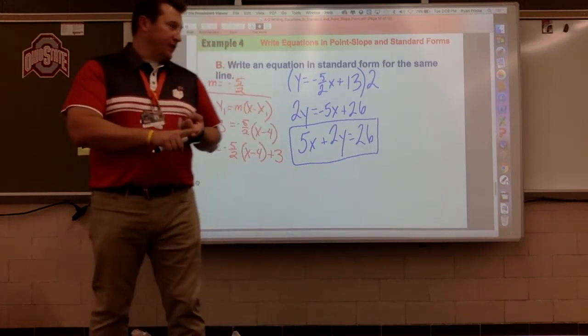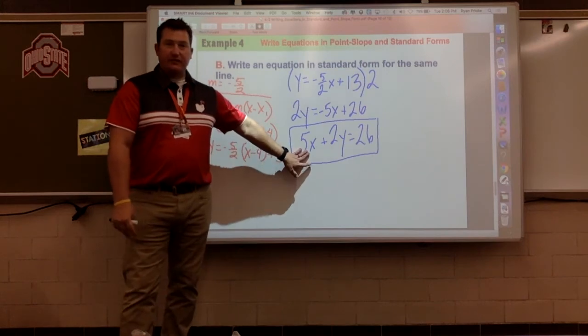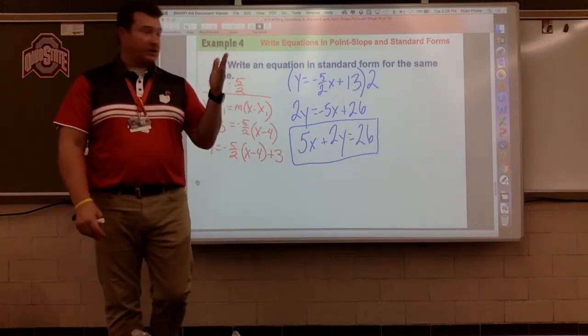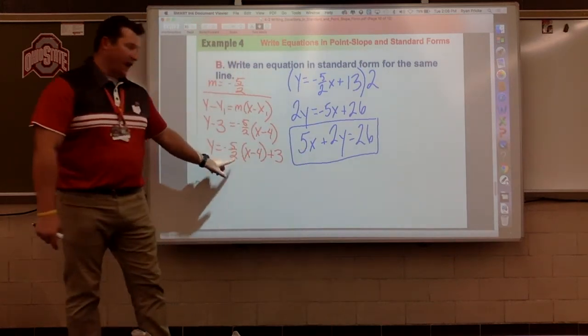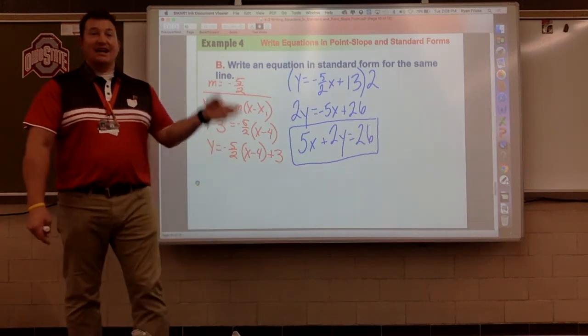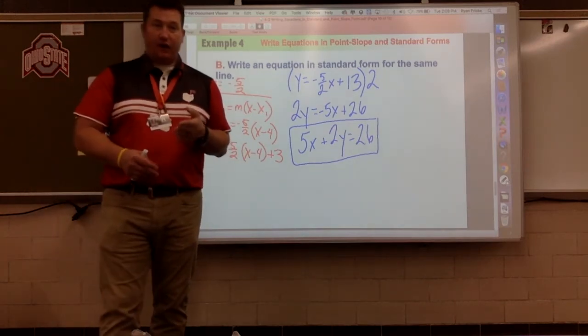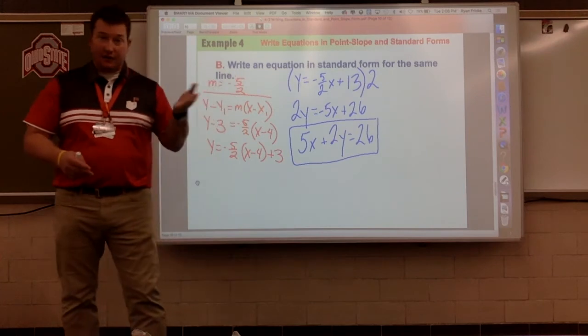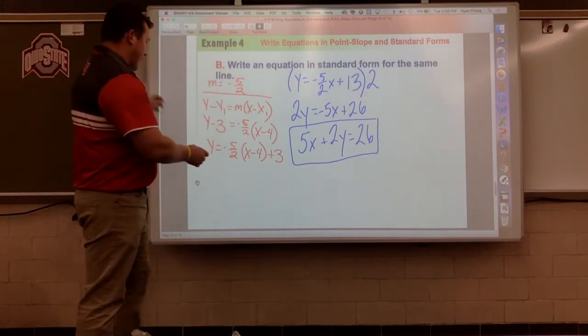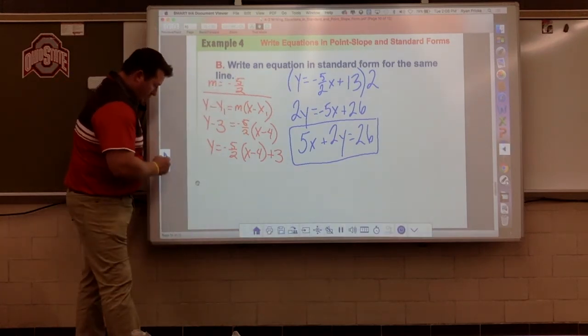I would bring up my good friend Desmos, and I would put this graph in there. Okay, I'd see what it looks like. Then I would go back and I would put this point slope one in there. Do I get the same line, right? Are they identical? Do I only see one line on the graph? If so, then we know we did it right.